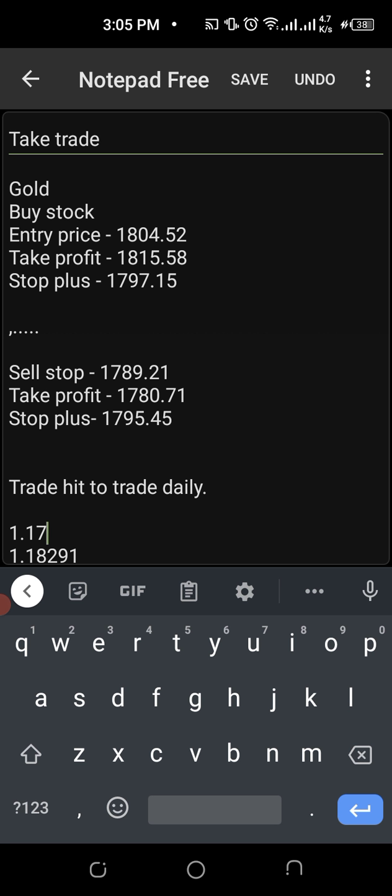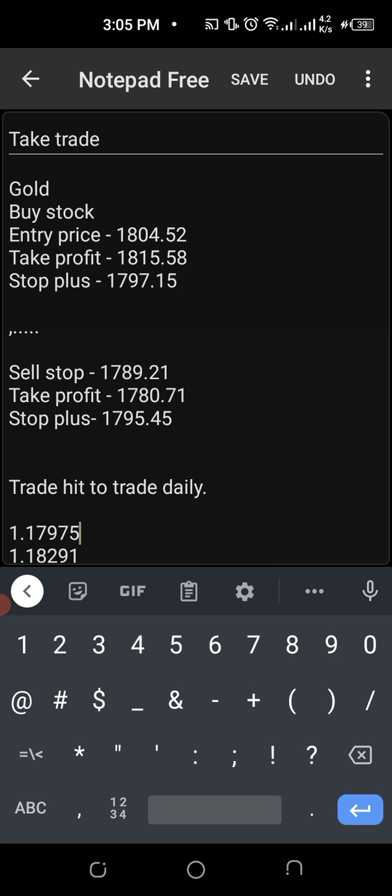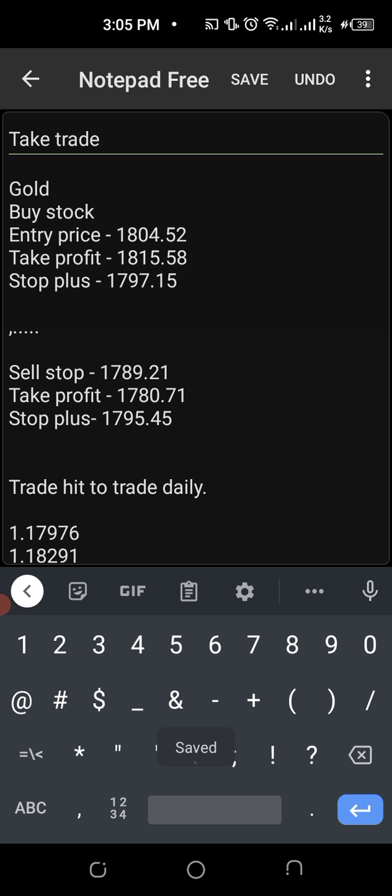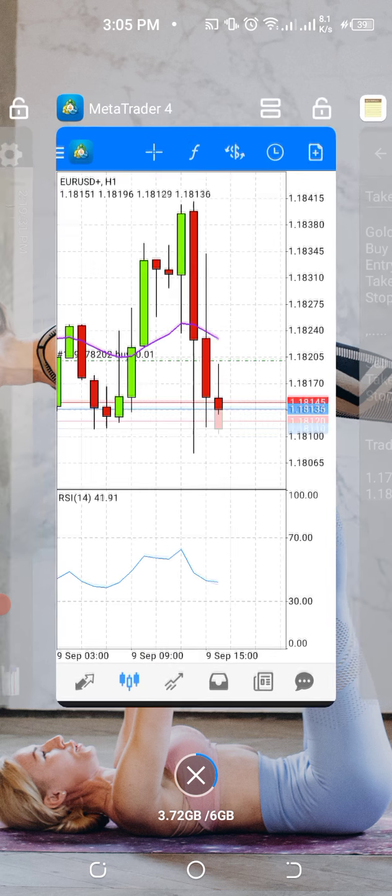What is the stop loss number? 1.17. Leave it, no. It's not buy limits. Buy. So have we got? We have added the modifying thing.